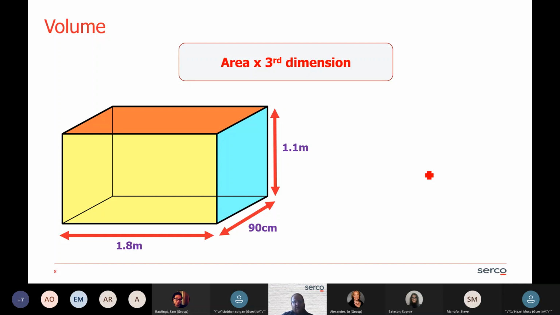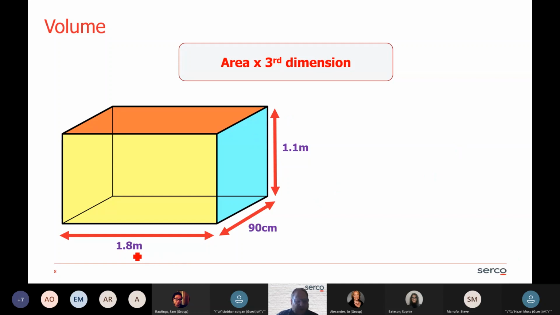Again, I've mentioned in previous sessions that I don't tend to use words like length, width, and depth. So looking at this, the width will be 1.8, our height would be 1.1, and our depth would be 90. But if I turned it round, I'd have different measurements in different ways. So actually, I'm talking about the three dimensions. In one way, it goes 1.8 meters, one is 90 centimeters, one is 1.1 meters. So the way I would suggest working out volume for this kind of shape is to work out the area of a flat shape first, then we'll turn it into the third dimension. I'll show you what I mean.